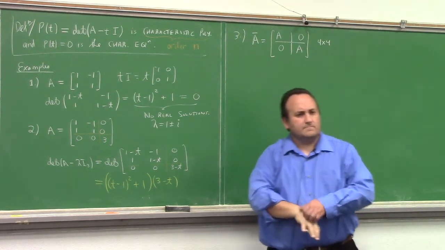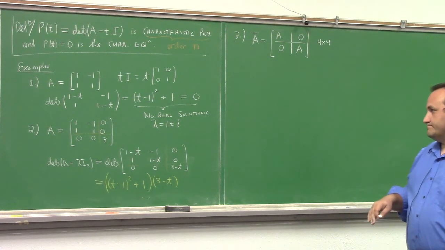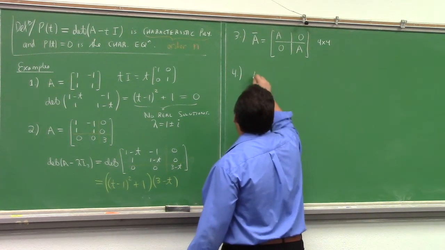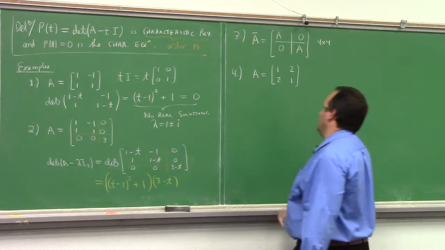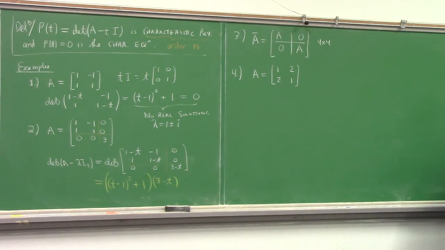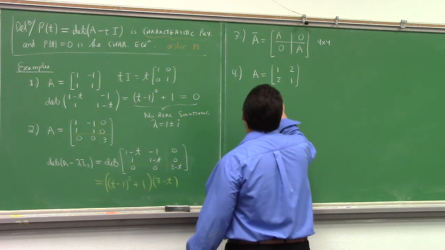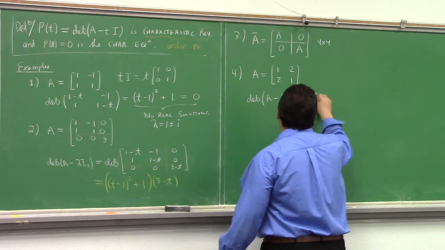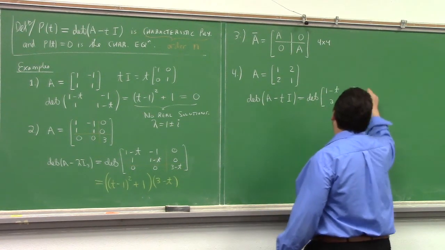Does that mean evens always have to come in pairs? No. Other things can happen. Let's look at that. Here's one: 1, 2, 2, 1. This is a nice 2 by 2 matrix. Let's find the eigenvalues of this guy. So we look at the determinant of A minus t I, or the determinant of 1 minus t, 2, 2, 1 minus t. So what do we got?